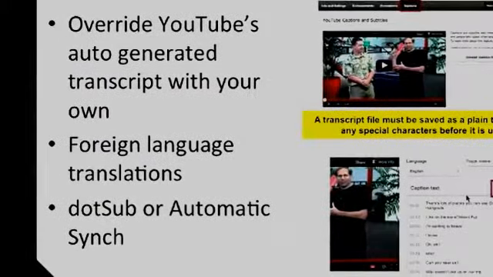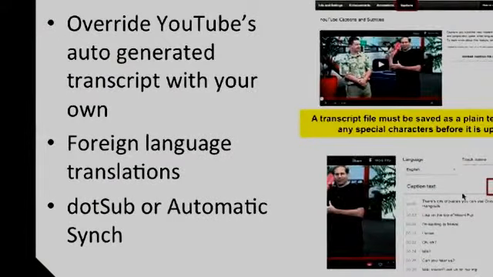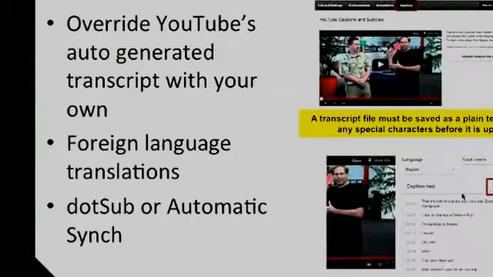Transcripts. If you override YouTube's auto-generated transcript with your own, you're going to have a much higher quality transcript. Because if you look at the caption text that is auto-generated by YouTube, it's full of errors. It's a joke. So definitely you want to upload your own version that's all corrected.